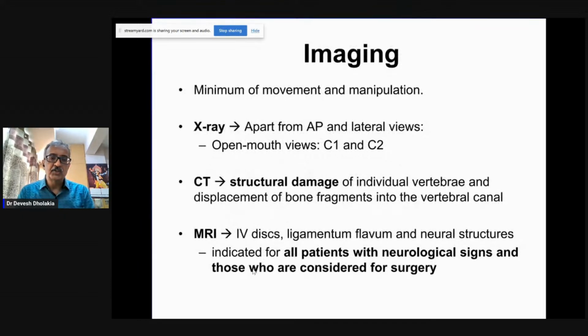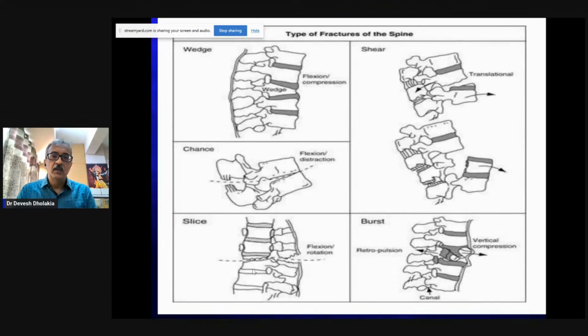CT scan is good to look for structural damage to the individual vertebra or displacement of bone fragments into the spinal canal, while MRI is good to see the disc, the ligaments, and the condition of the neural structures. Ideally, CT scan and MRI both are indicated in patients who are undergoing surgery. The types of fractures are usually a wedge compression fracture, a chance fracture, that is through and through fractures like this from the front to the back, a slice fracture because of a flexion rotation type of injury, shear or translational injury, or a burst injury.